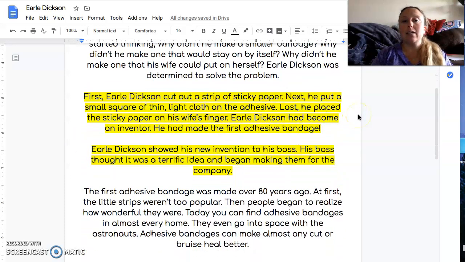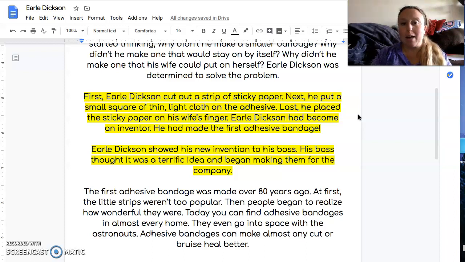First, Earle Dickson cut a strip of sticky paper. Next, he put a small square of thin, light cloth on the adhesive. So at this point, I'd probably ask the class, what is adhesive? Adhesive is a fancy name for glue. It's that sticky stuff, like the sticky stuff on the inside of my tape dispenser or inside your glue stick. Last, he placed the sticky paper on his wife's finger.